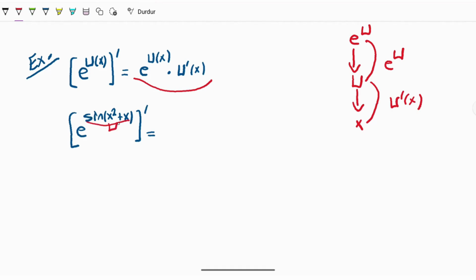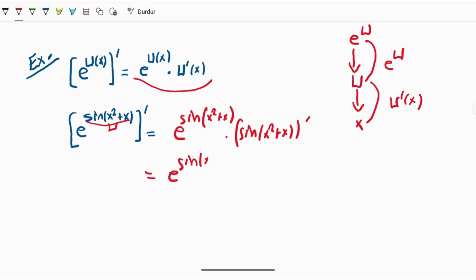Let's say this is u. We write exponential of sine of x squared plus x, times the derivative of this with respect to x. Let me write here exponential of sine of x squared plus x, times the derivation of sine u. In that case, we say this is u. The derivation of sine u is cosine u times the derivation of u, 2x plus 1, with respect to x.